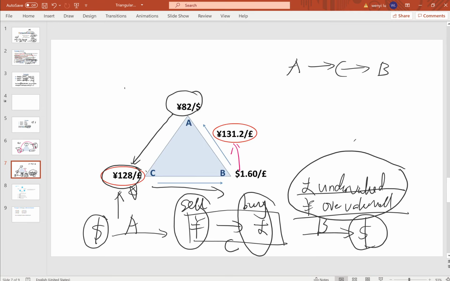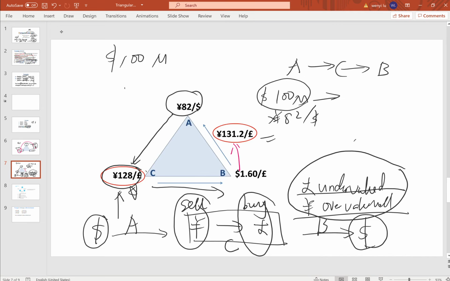So based on this process, we can do our calculations. Right? So for example, we have $1. We don't use $100 million directly, but if you want, it's okay. You can use $100 million. Then that's A. When A, we will sell the dollar to buy what? Japanese yen. So $100 million times what? 82 yen per dollar. We got what? We got 8200 million yen. That's A.